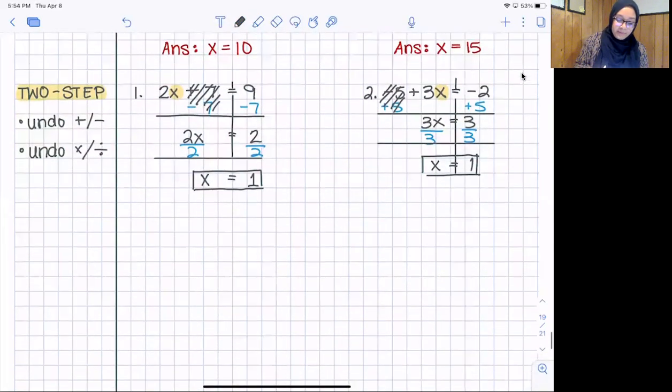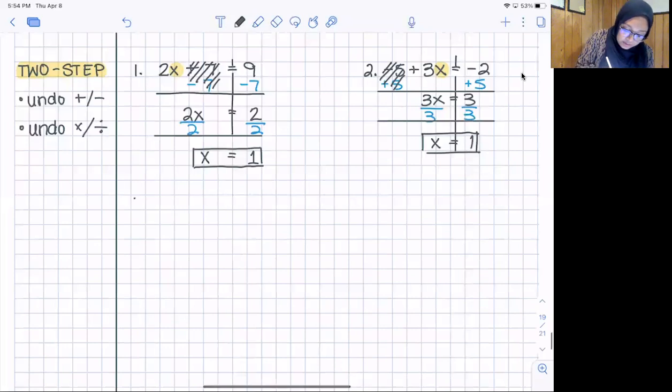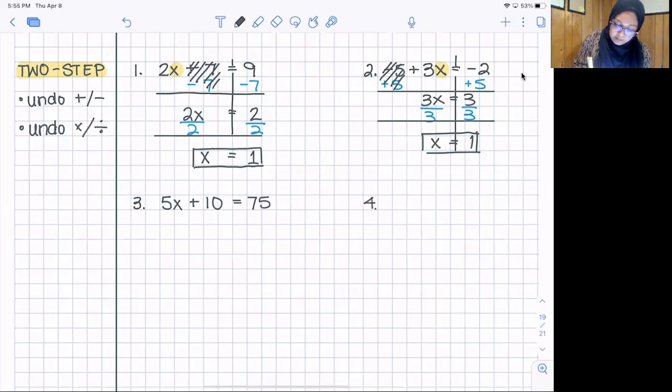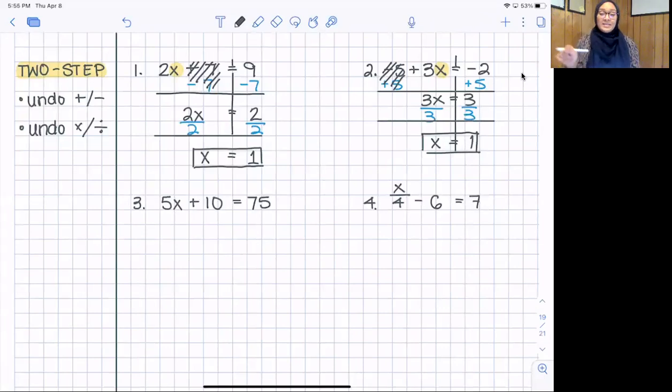So the two practice problems you guys are going to do are going to be 5x plus 10 equals 75. And you are going to do x over 4 minus 6 equals 7. Number 4 is a tricky one. I want to see if you guys can figure it out, okay? So go ahead, do these problems. On the next slide, make sure you type in the answer that you got.